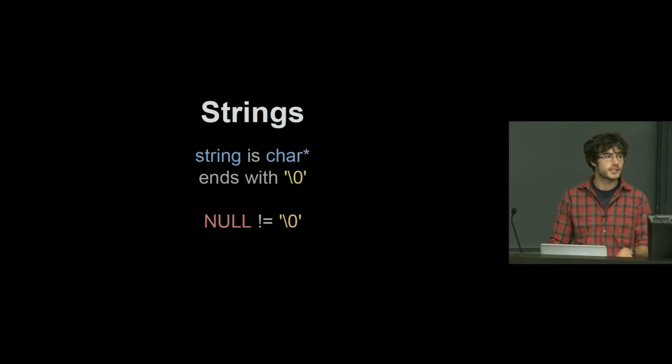Okay. Strings. A string is a char star. They're exactly the same. They are just pointers to characters. Any string that you have should end with \0, which is just a C convention. It is called the null terminator. And NULL, capital N, U, L, L, is not the same as the null terminator. This is a pointer. This is a character. They are very distinct. Remember it. It will be on the quiz, probably. I haven't seen the quiz.